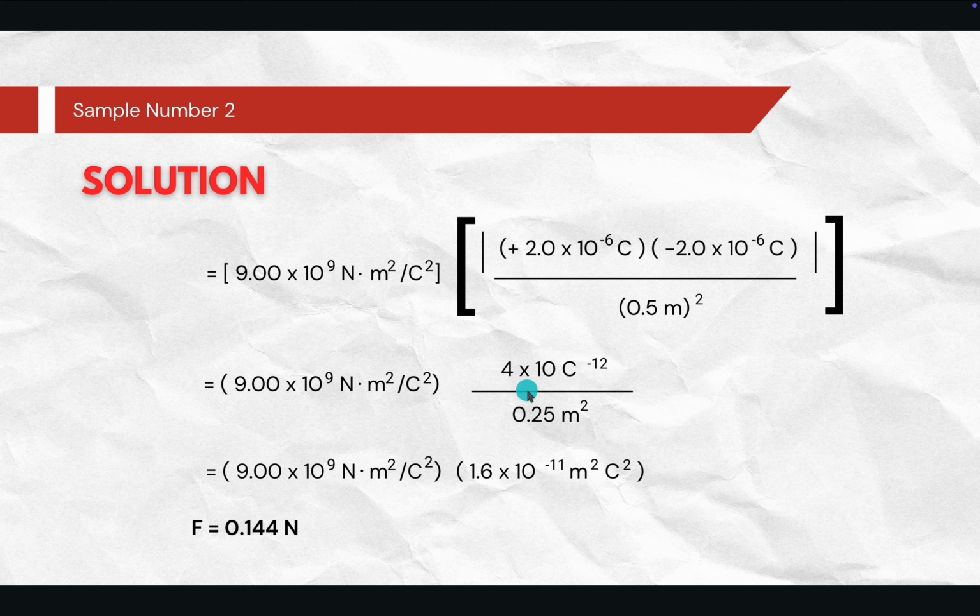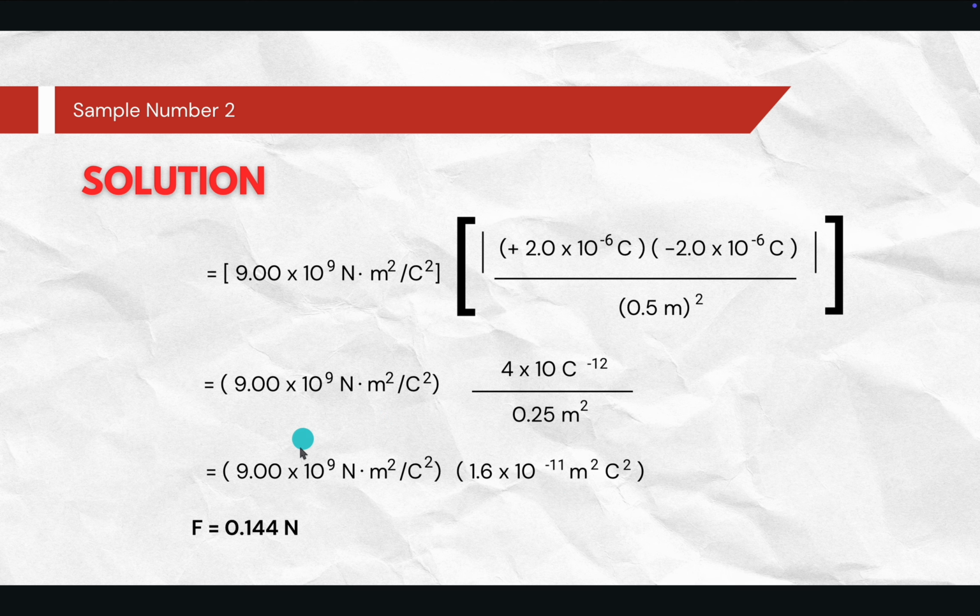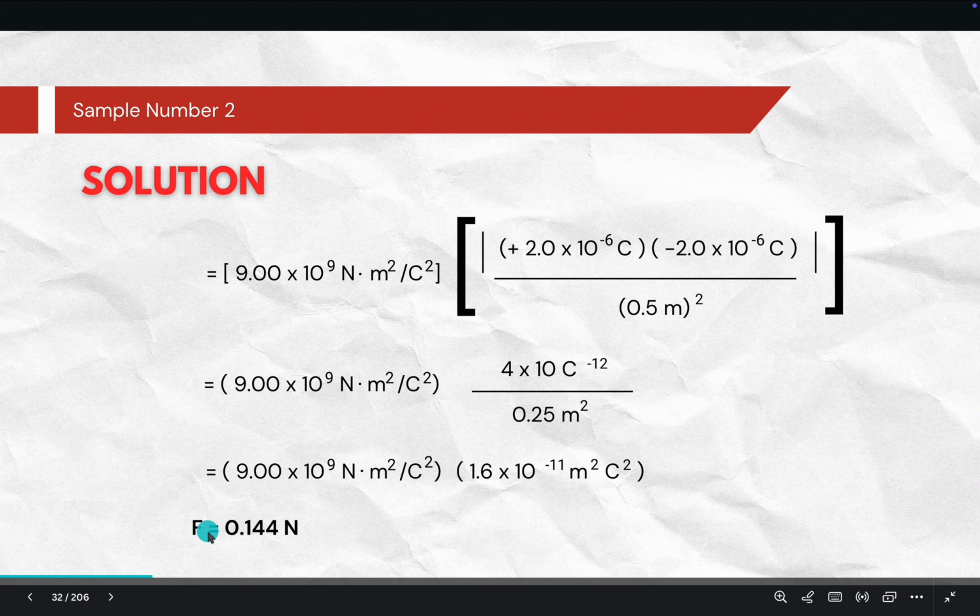And then, after that, wag muna natin galawin yung Coulomb constant. I-solve pa natin tong naka-over. So, 4 times 10 C raised to negative 12 over 0.25 meters squared is equal to 1.6 times 10 raised to negative 11 C squared over m squared. Then, dito na natin gagalawin yung Coulomb's constant. I-multiply natin dun sa Coulomb constant. Magiging 0.144 N. So, ganun lang kadali.